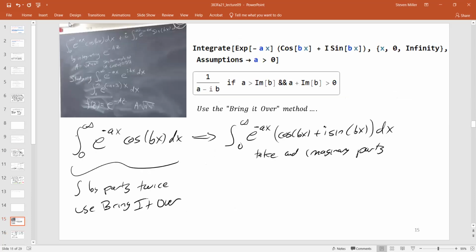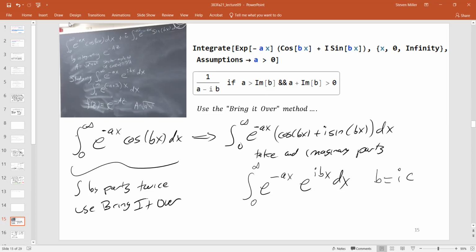I'm not going to go through the details, but as a nice exercise, if you want to try what we just did for the Gaussian, you could try looking at the integral of e to the minus ax times e to the i bx dx. Can you evaluate this in general? Well, in general, no. But if b happens to be i times c, we can actually evaluate it.